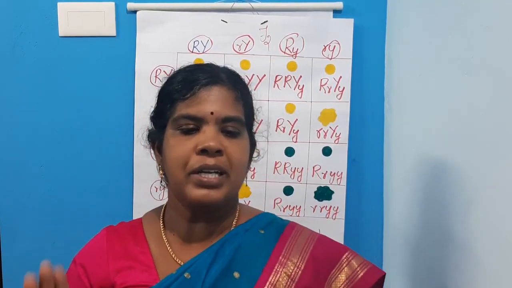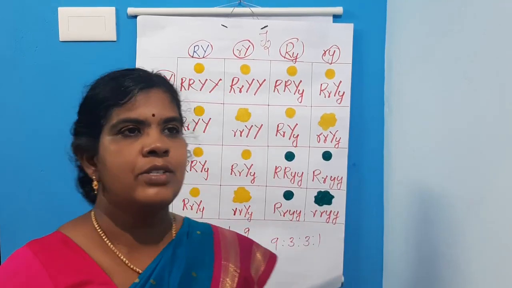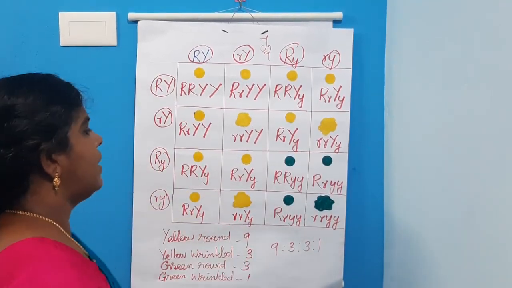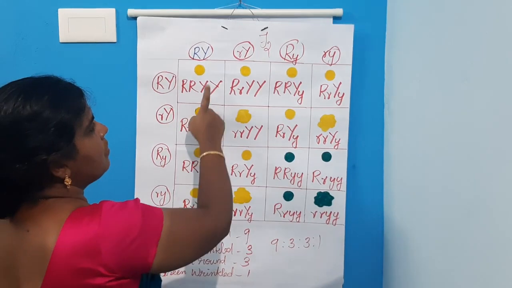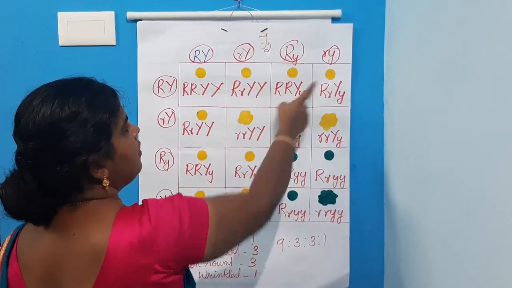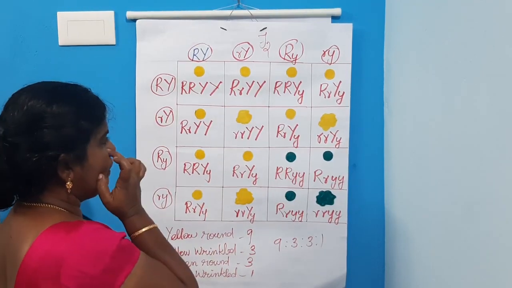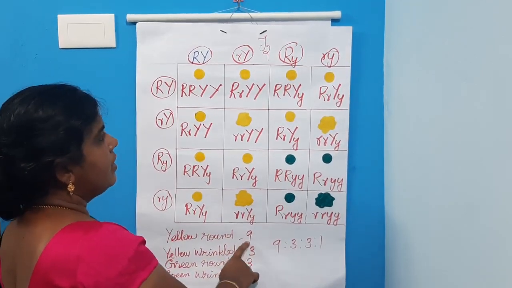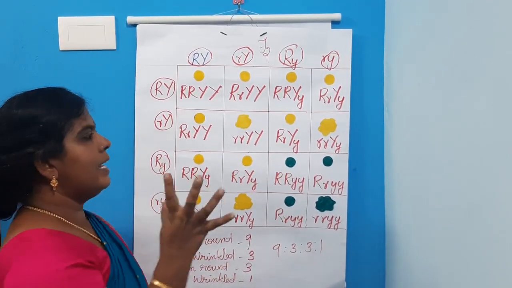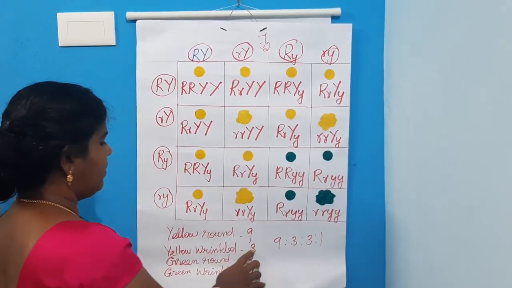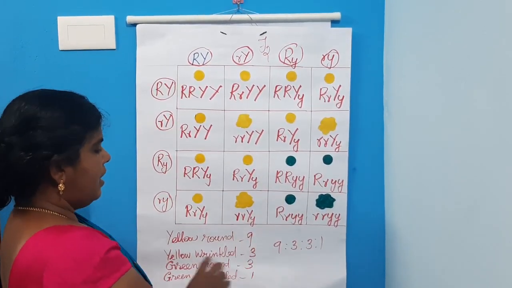From this, the phenotype ratio of seeds in the F2 generation is 9:3:3:1. This is a yellow round. 1, 2, 3, 4, 5, 6, 7, 8, 9. These 9 hybrids externally show yellow round. Okay, so 9 hybrids are yellow round.